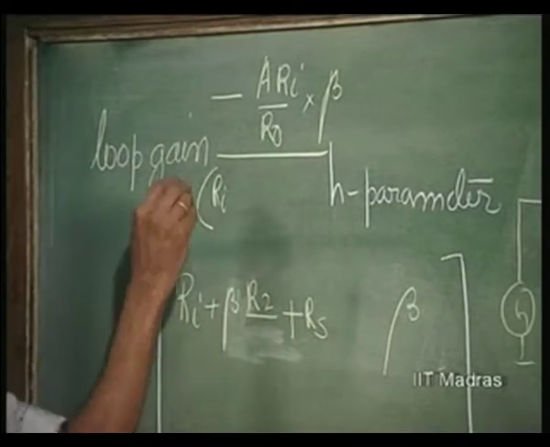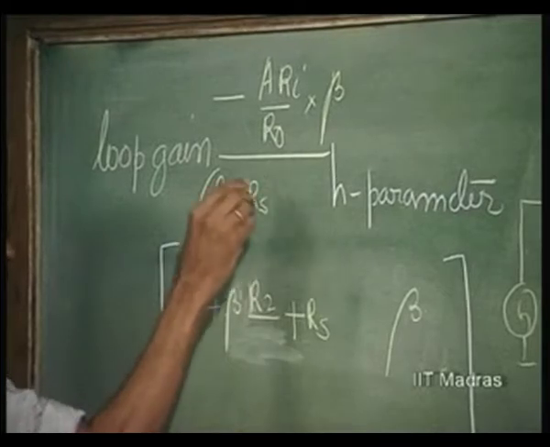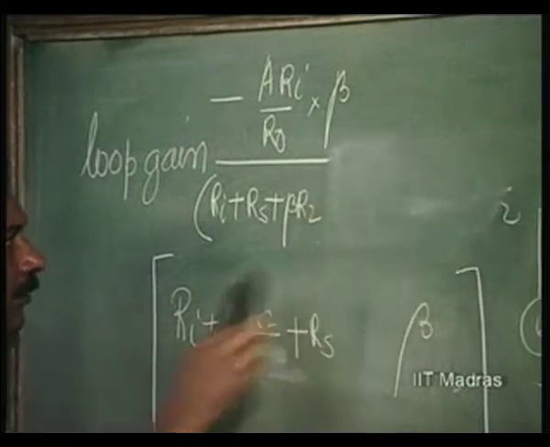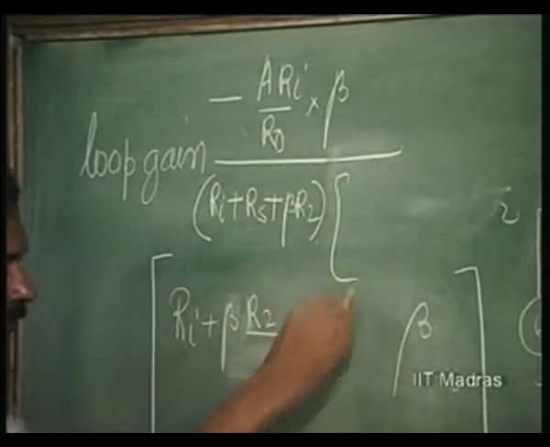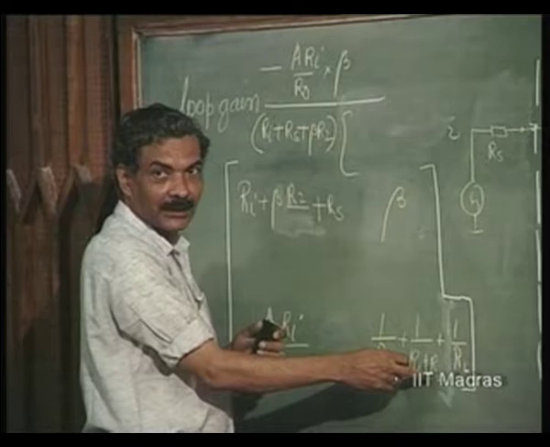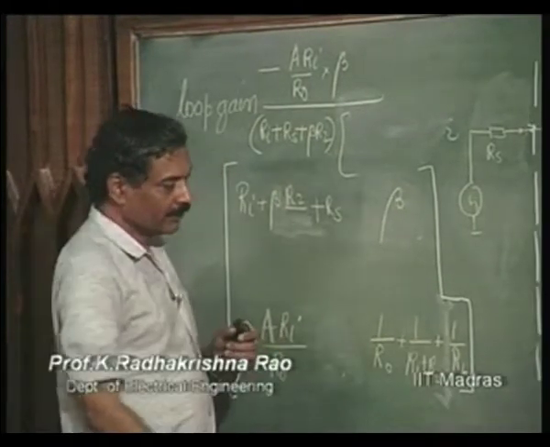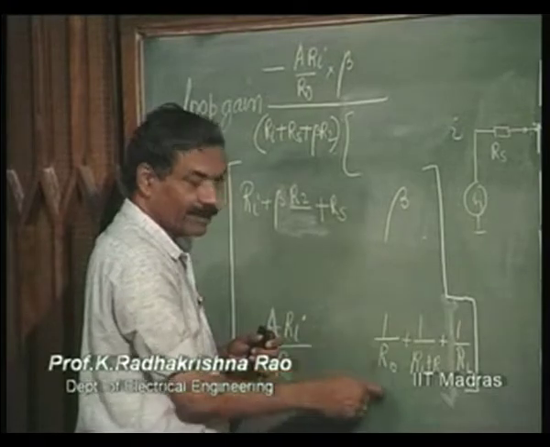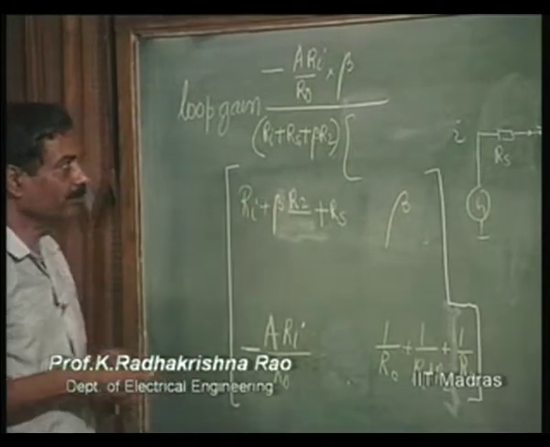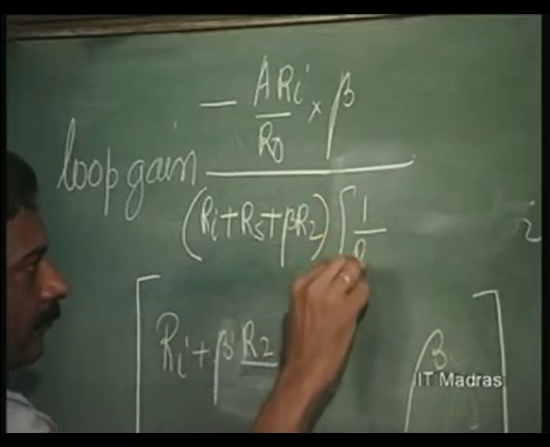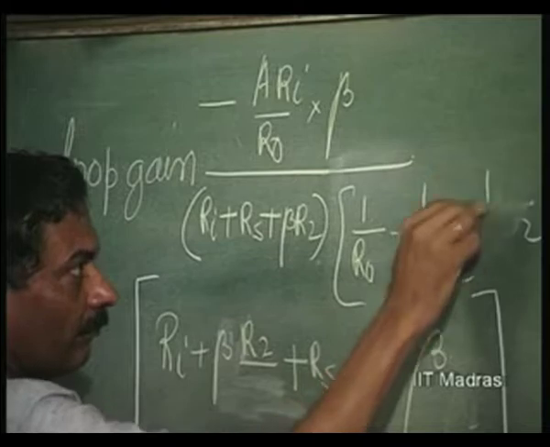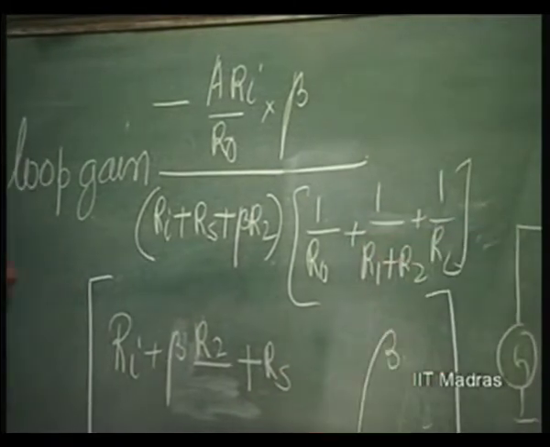But then we cannot neglect Ri plus Rs compared to beta R2. Here normally R naught is very low compared to R1 plus R2 and RL. So, normally this factor alone becomes significant. Here this factor alone becomes significant. So, that is the actual loop gain.